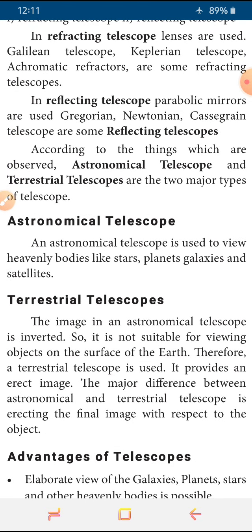The terrestrial telescope is just like an astronomical telescope, but the only difference is that the terrestrial telescope will give the erect or straight image. In the astronomical telescope, it is not possible; we get only the inverted image. The terrestrial gives the straight or erect image, so it is easy to observe and easy to do some research work with those heavenly bodies. So the only difference is that it gives an erect image as compared to the astronomical telescope.